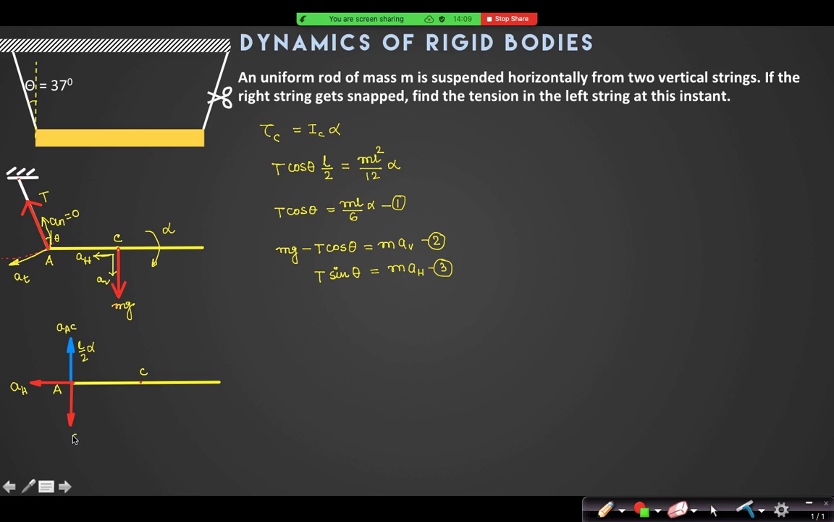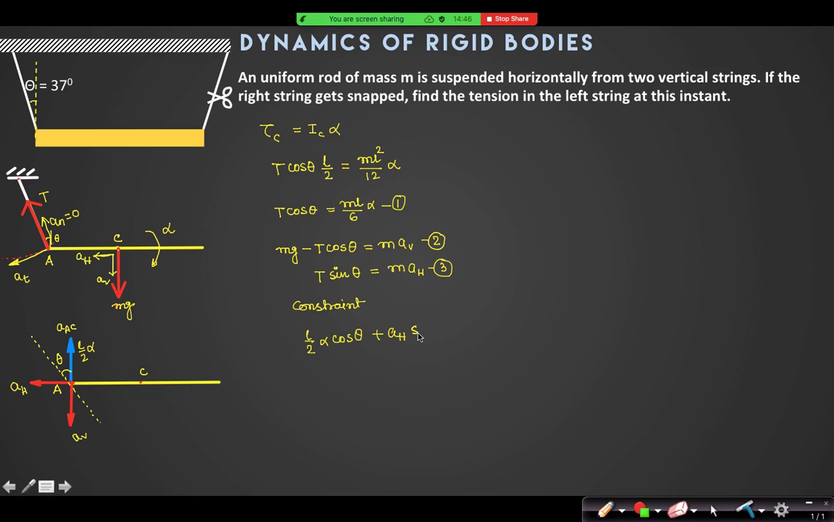Now, out of these three accelerations, the components along this line, where this angle is theta, if I add them, they will nullify each other. Yes, there will be zero here. That should give me a constraint equation. Can you tell me what equation I write? Sir, that will be L by 2 into alpha into cos theta plus AH into sin theta is equal to AV into cos theta.